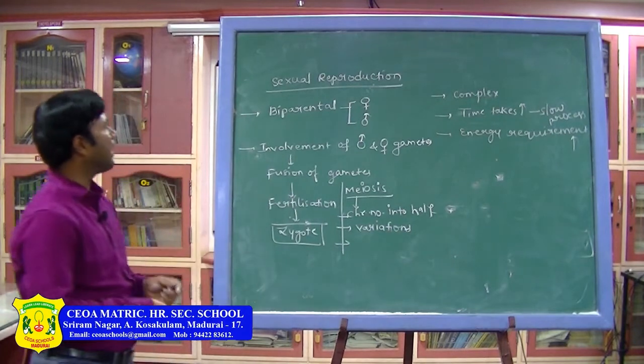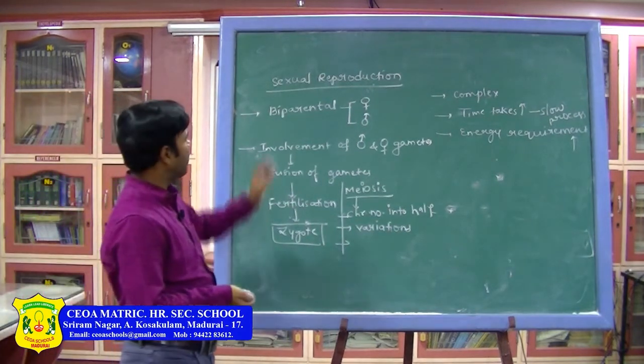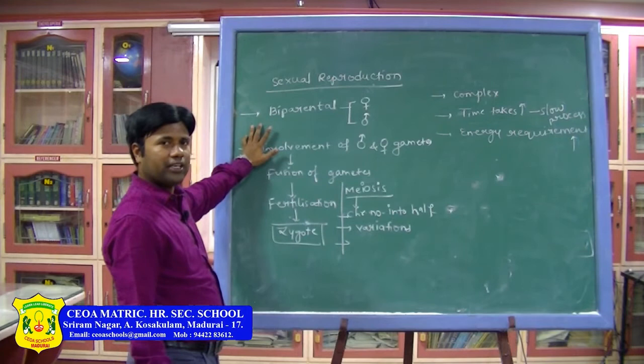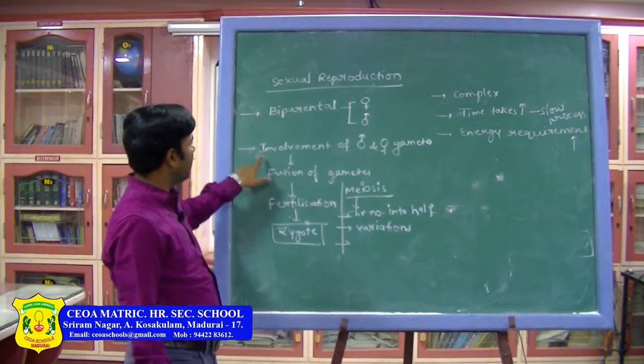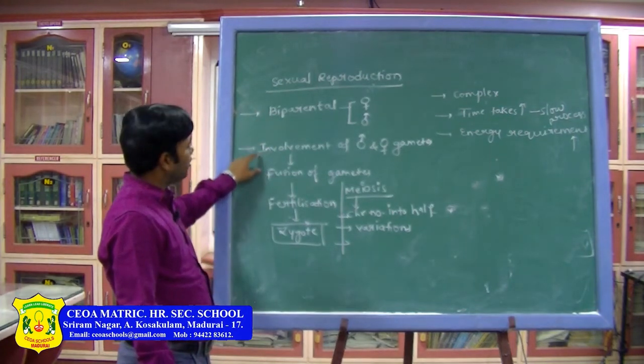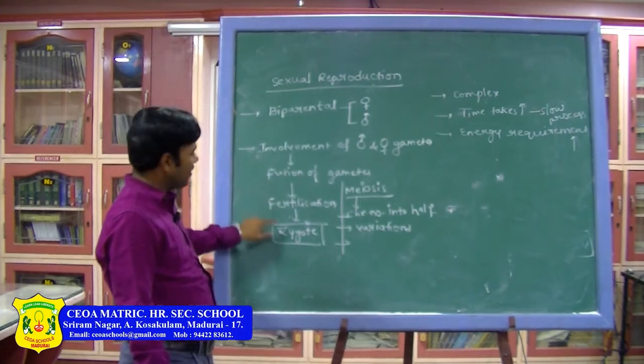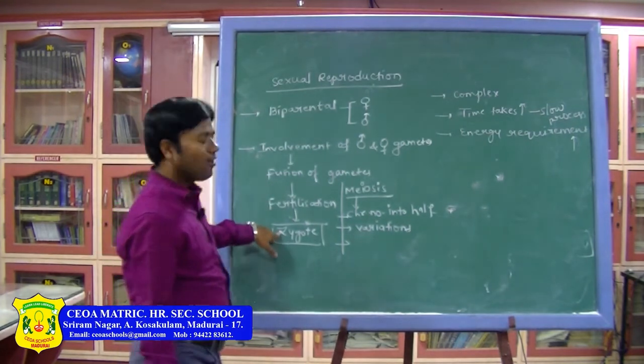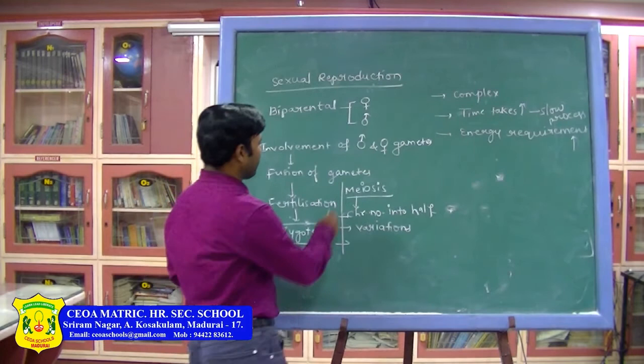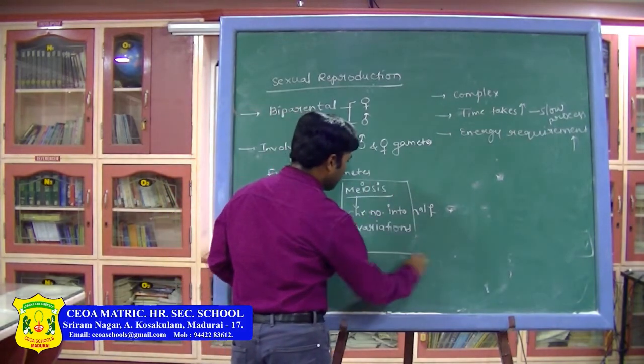These are some of the characteristics of sexual reproduction. One is biparent, with involvement of the two parents it is possible. Next, involvement of the gametes. Due to the fusion of the gametes, fertilization, the zygote will be formed. Then what cell division will take place? That is meiosis cell division.